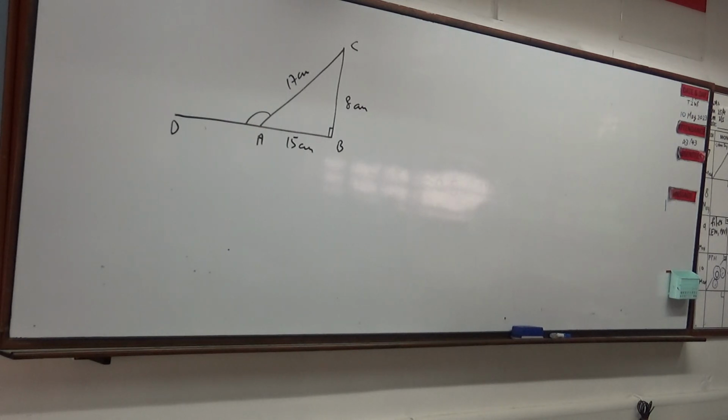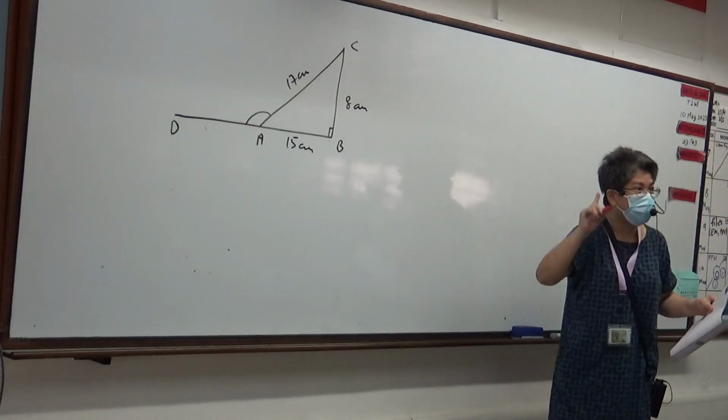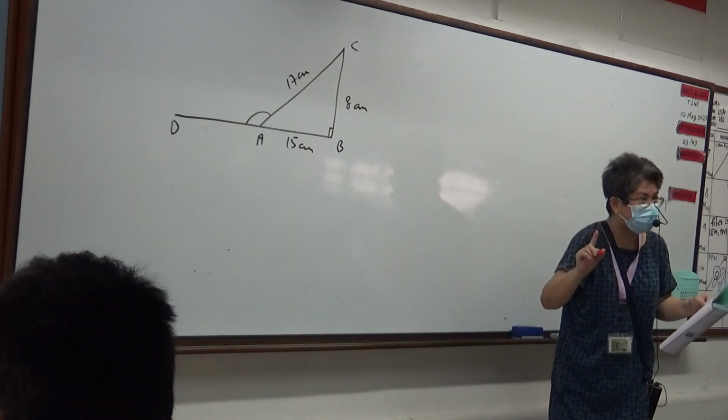In the figure, DAB is a straight line. Angle ABC is 90 degrees. AB is 15 cm, BC is 8 cm, and AC is 17 cm. Find the value of each of the following. Give your answer in exact form. Now I'm going to show you this. All of you look up here. Don't look at the textbook, please.